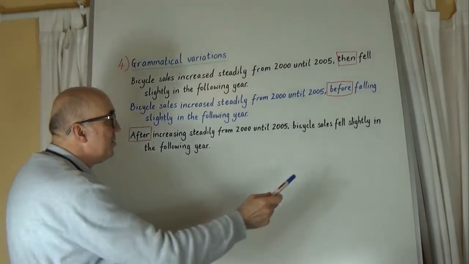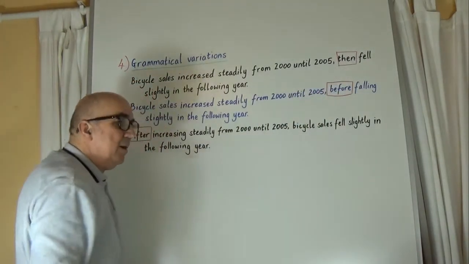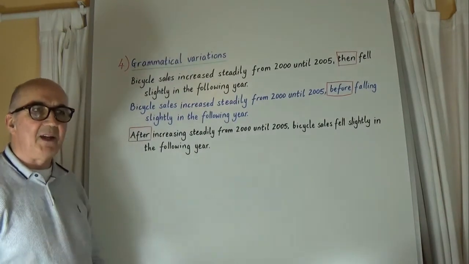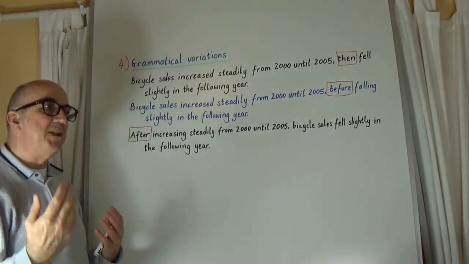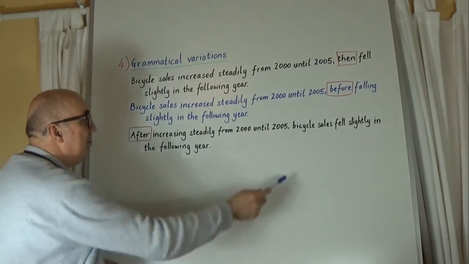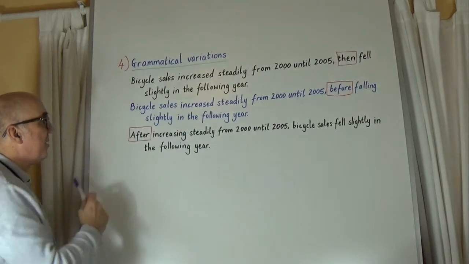Now here we use the conjunction then, but you don't want to keep saying then all the time. Then this happened, then that happened. They want to see you using different words as conjunctions, such as before and after.